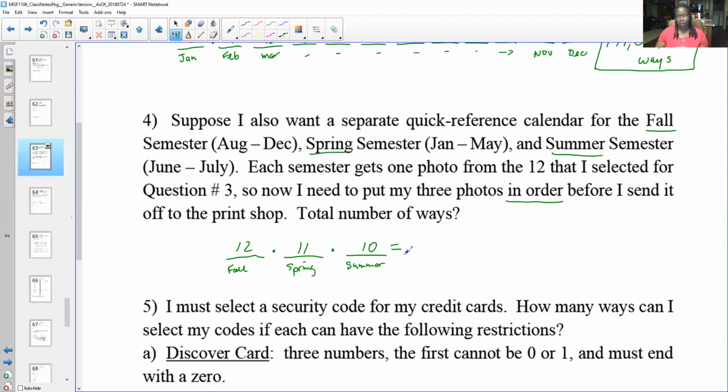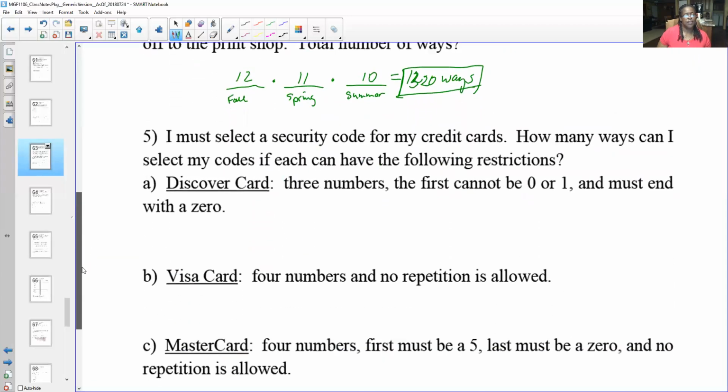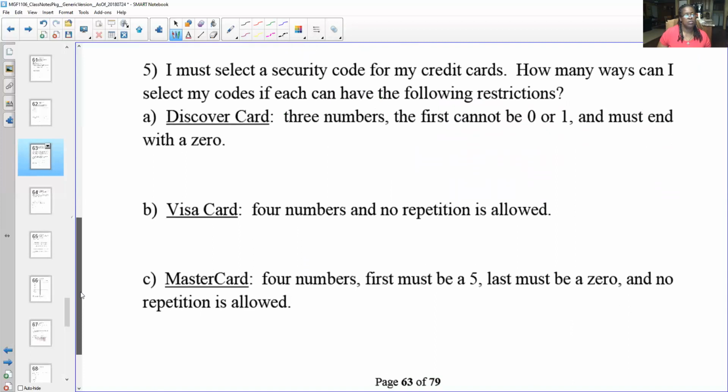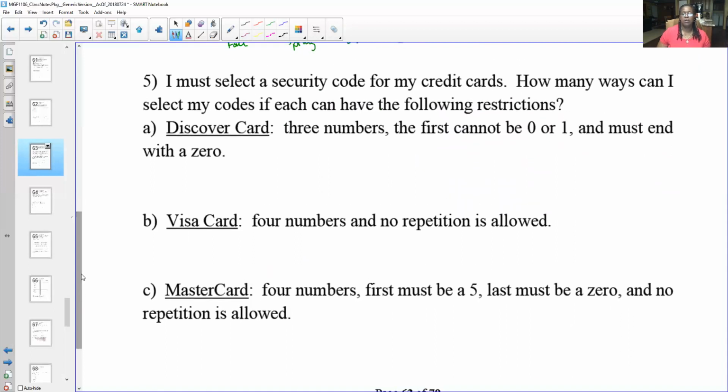Okay. All right. So you should get 1,320 ways. Okay. 1,320 ways. Not too bad, right? Just evaluating the situation, right? And going based on it. Let's change it up a little bit.